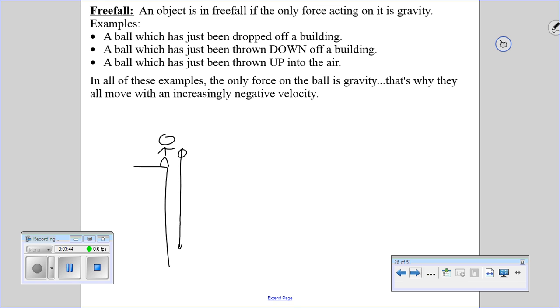Now, even if you throw the ball, it turns out that after you release it, the only force on it is still gravity. So technically speaking, even if you throw a ball downward, it's still in free fall. And for that matter, it doesn't even matter what direction you throw it. If you throw the ball up in the air, it's going to go up, slow down, stop, and then come back down. And the reason it's doing that is because gravity is acting on it. That's the only force on it.